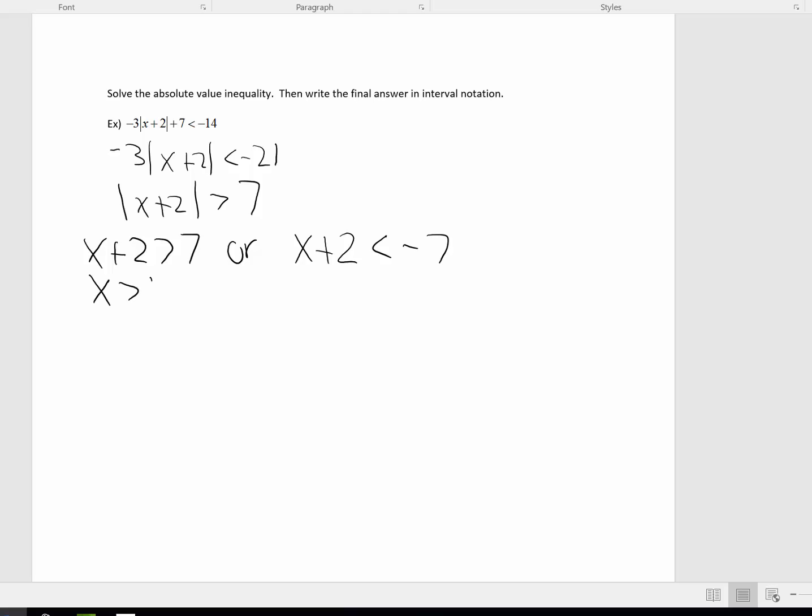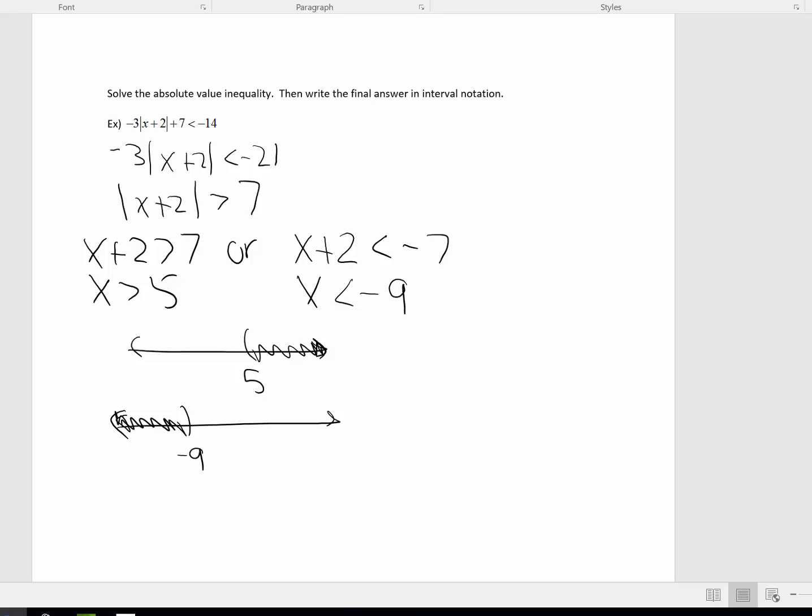Subtract 2. Subtract 2. Okay, so now let's graph. I'll start with x is greater than 5. Now x is less than negative 9. Now remember, it's an or statement. It could be in one or the other. So let's start from the left.